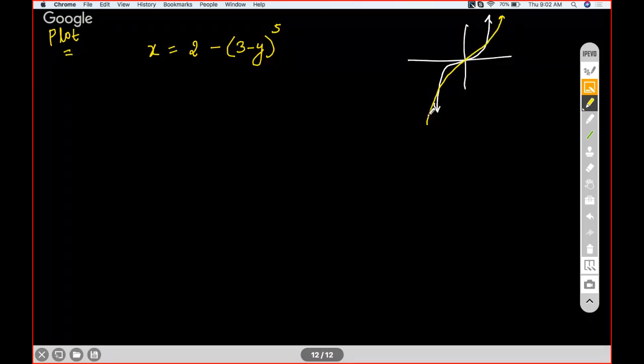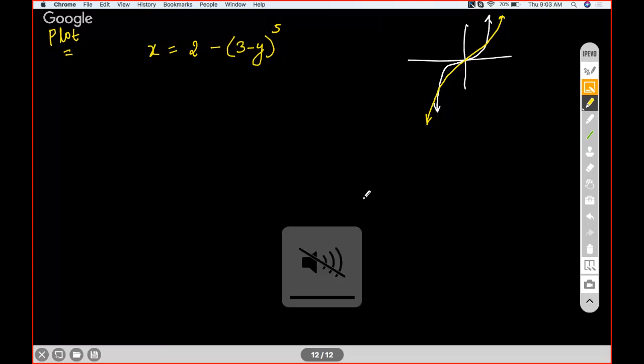Okay, so x to the power 5. First take y equals x to the power 5, that is at 0, 0. And then to that you're adding 3, so it's going to shift to the left by 3 units.